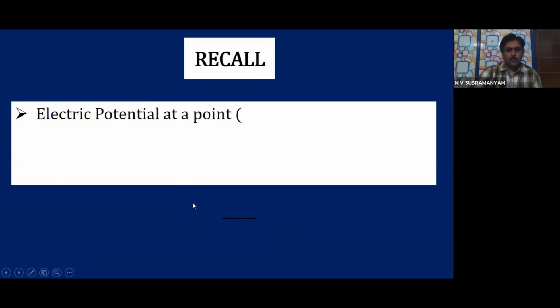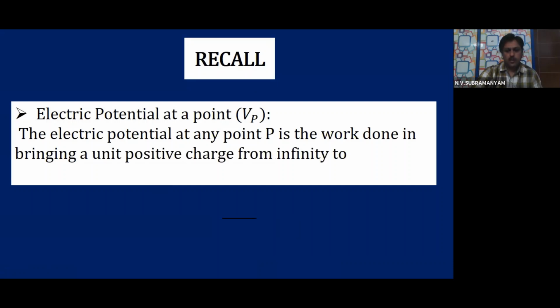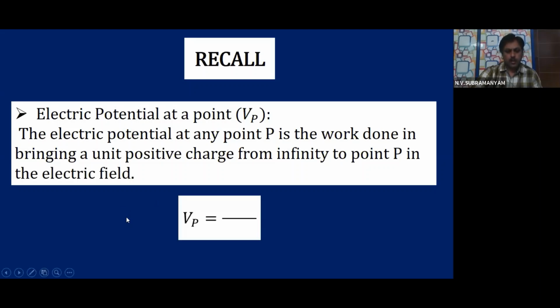Electric potential at a point Vp is defined as the work done in bringing a unit positive charge from infinity to point P in the electric field. Its expression is Vp is equal to the work done to bring the charge from infinity to P divided by Q.